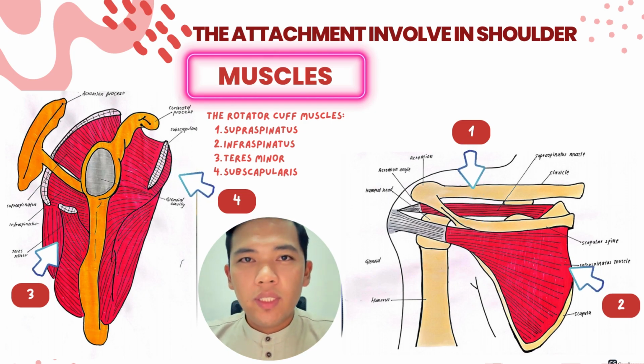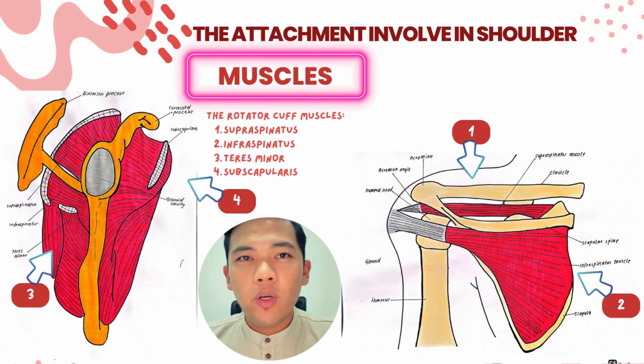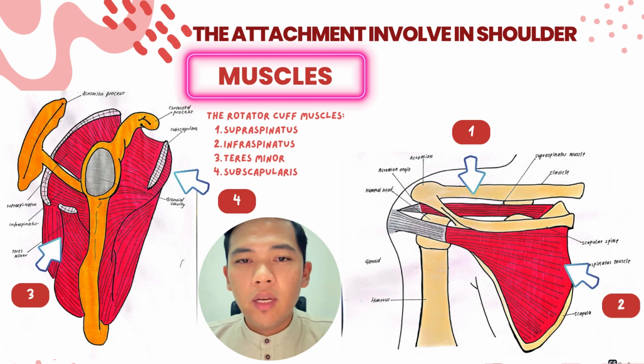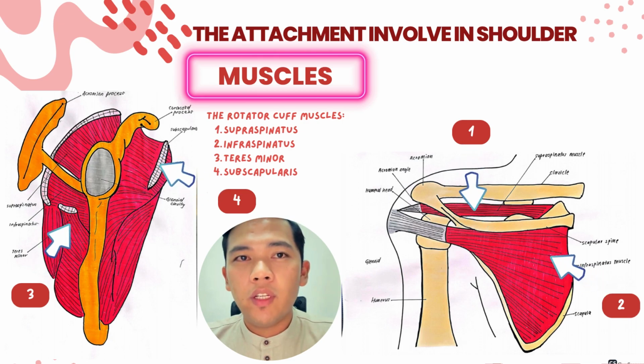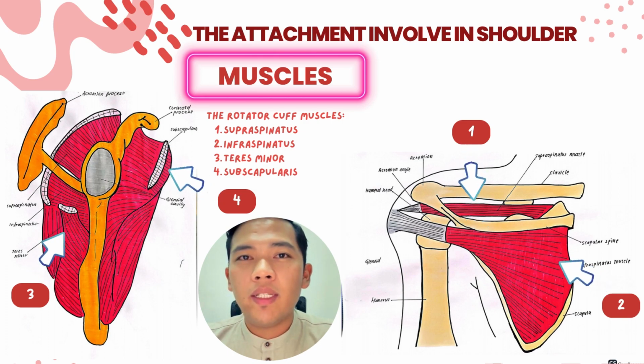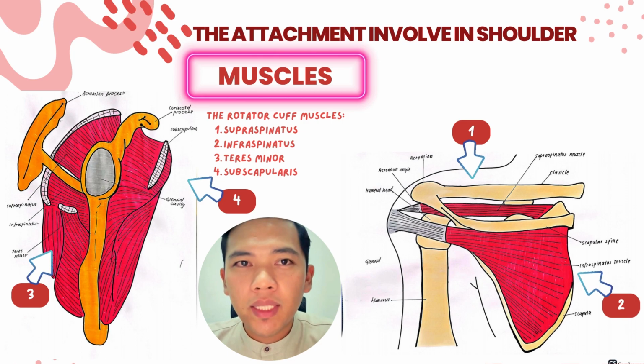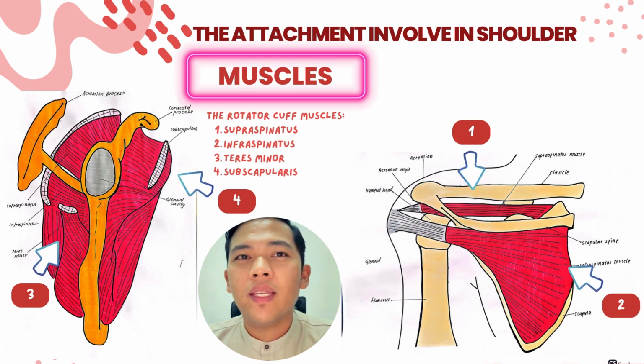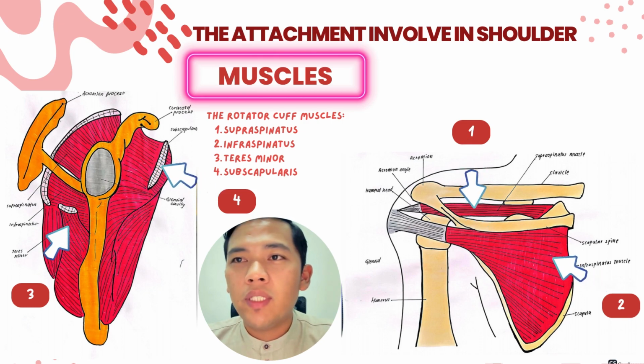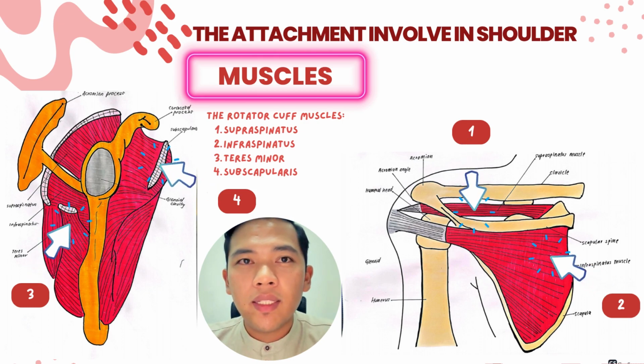So the shoulder joint, or the glenohumeral joint, is a ball and socket joint formed by the head of the humerus and the glenoid cavity of the scapula. The muscles around the shoulder provide the strength and flexibility necessary for a wide range of activity. The muscles of the shoulder, firstly, are the rotator cuff muscles.